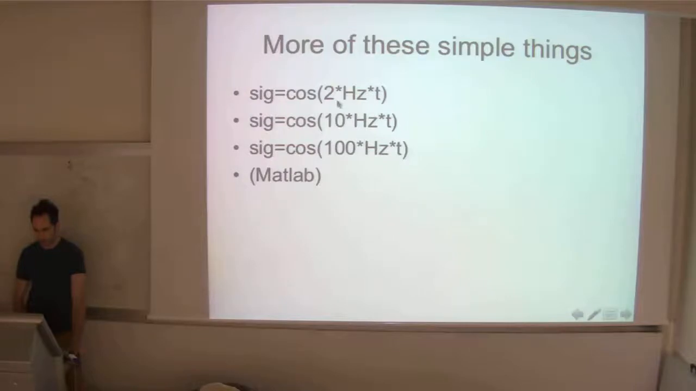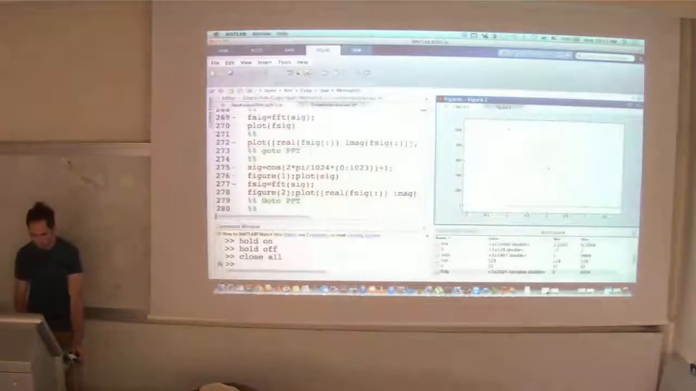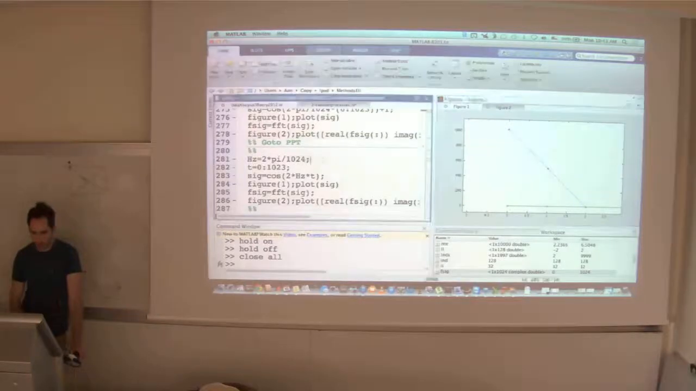So let's see other simple stuff. The signal we're going to look at is built from 2 cycles, 10 cycles, and 1 cycle. The notion here is that t represents 1 second, and we need to remember that in our case, 1 second will be 1024 samples. Hertz will be 1 cycle per second, and the number here will represent the number of cycles that we have in 1 second. So we just defined a parameter called hertz, which is 2 times pi divided by the number of samples.